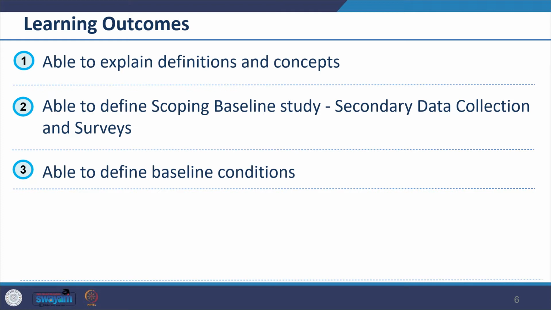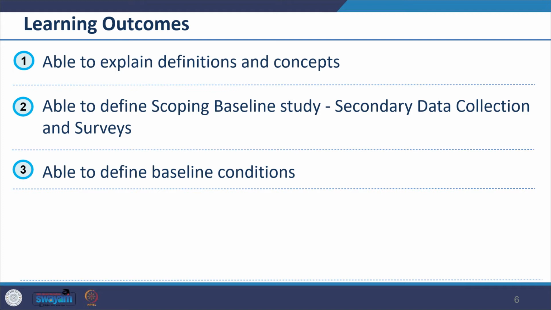And the learning outcomes expected from you after completion of this session is that you should be able to define certain key concepts and items in this. And then you should be able to list various information that is needed in order to undertake coastal geomorphology and various habitat study. And then you should be able to review the purpose of scoping when you're dealing with coastal area.